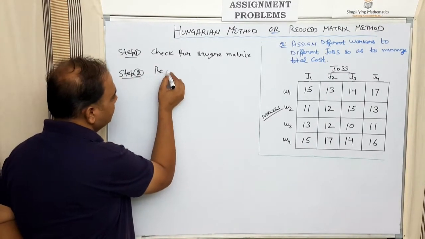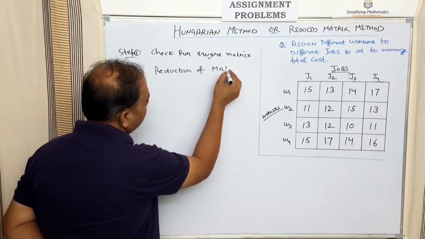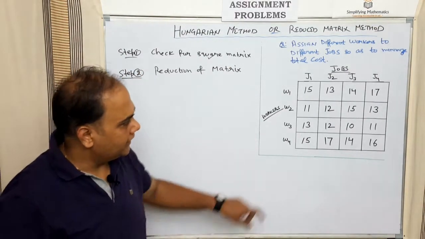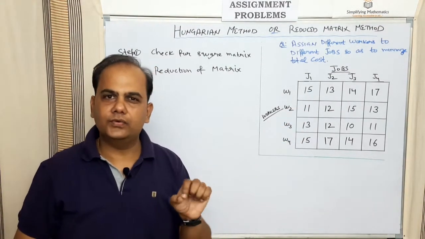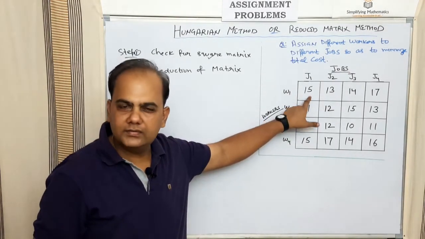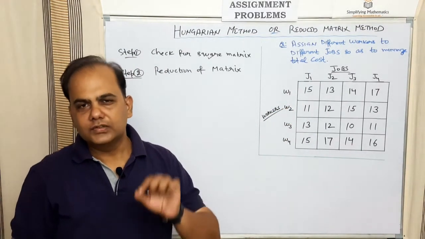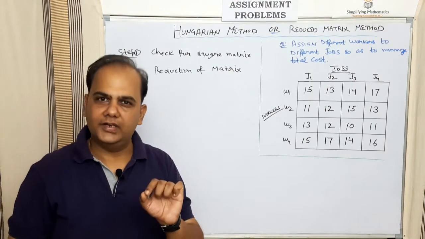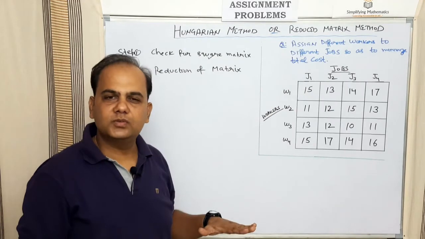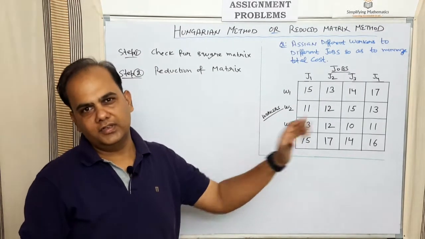The next step is reduction of matrix. Reduction of matrix means bringing at least one 0 in each row and in each column by subtracting the minimum value of that row or column from the corresponding values of that row or column. So this is what is called reduction of matrix. First of all, the row wise operation has to be performed, and then the column wise operation has to be performed.